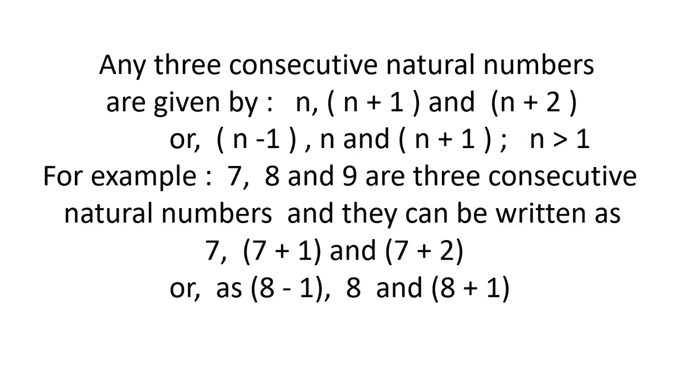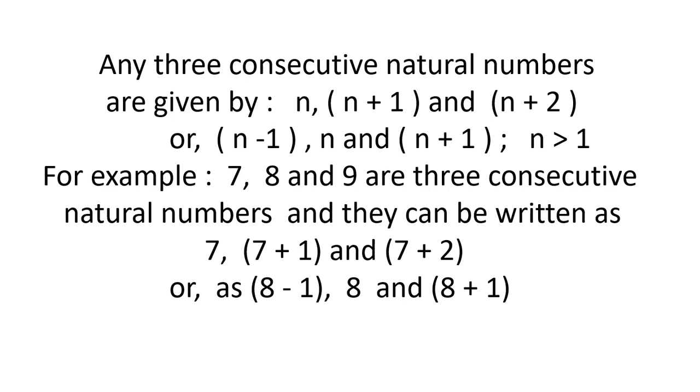Any three consecutive natural numbers are given by n, n plus 1 and n plus 2, or n minus 1, n and n plus 1. Of course, in this case, we have to assume that n is greater than 1, because if we take n as 1, then the first number which is given by n minus 1 will become 1 minus 1, which will give 0, and 0 is not a natural number.